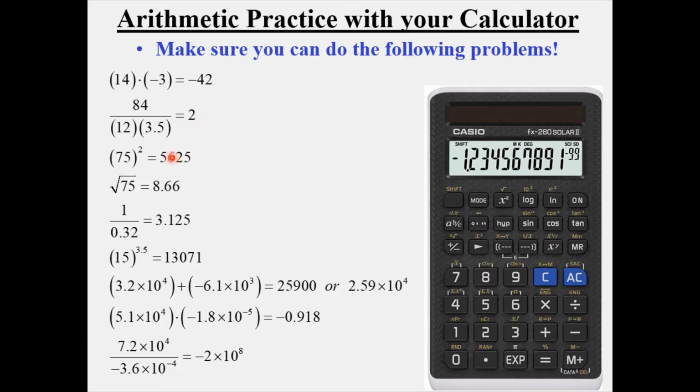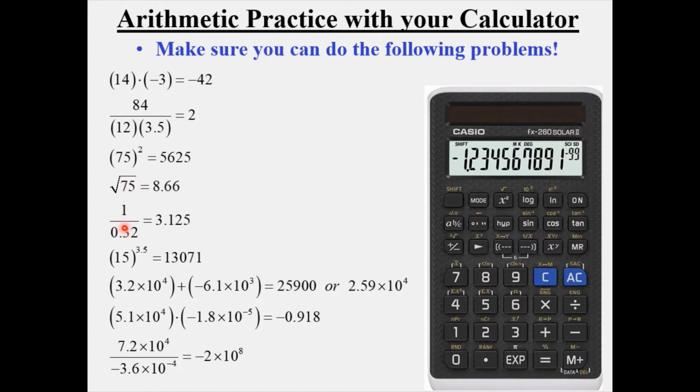Know where the square button is. All right, 75 squared. On this calculator, you can see it right here. It says x squared. So that's the button you press to square something. Likewise, find out where the square root button is. Make sure you can figure out the square root of 75. On this calculator, you'll see it right above the square button. So to access the square root, you press Shift and then the square button. That does the square root of this number, 75.